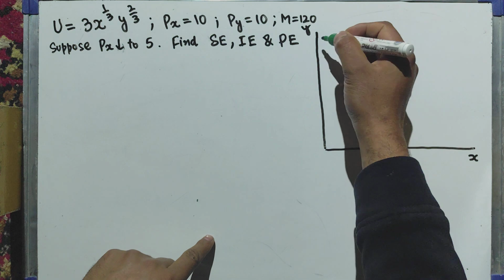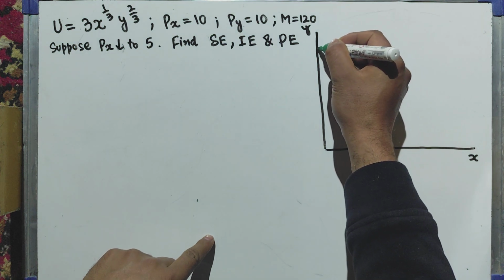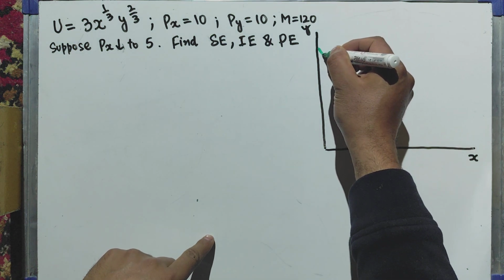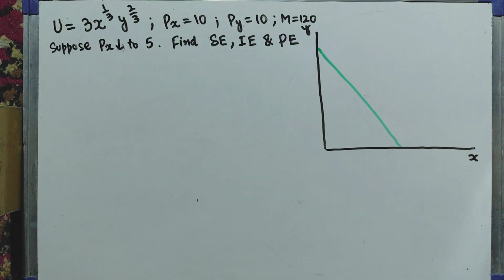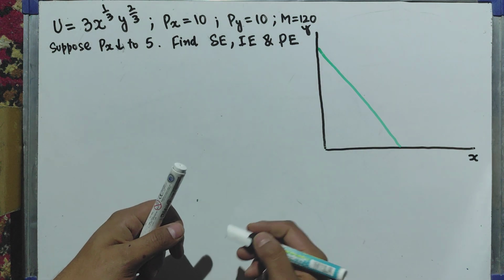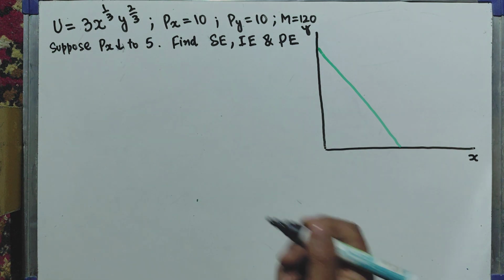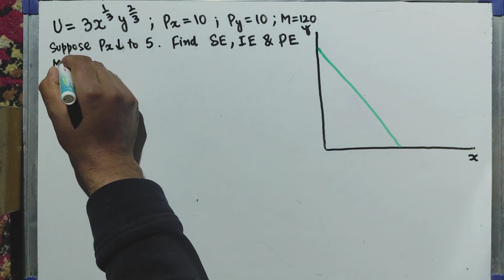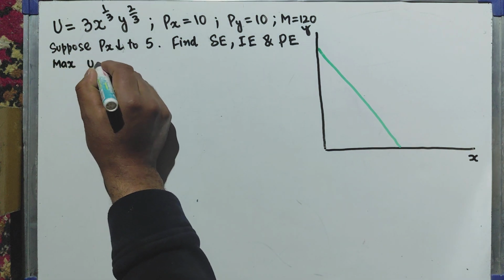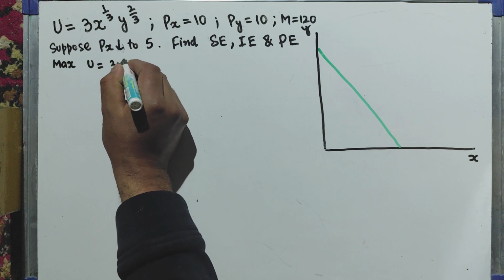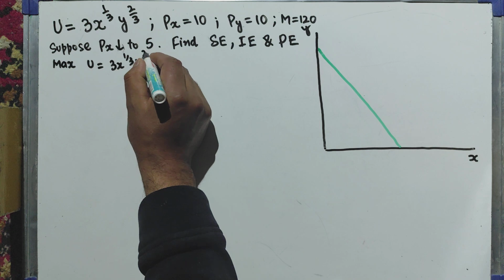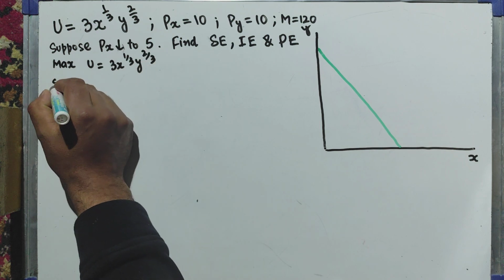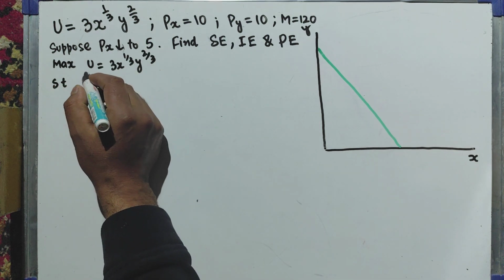Let me draw a simple budget constraint here. Let us say this is the initial budget constraint. Now to find out the optimal bundle, as we know, we want to maximize the utility of the consumer, which is 3x^(1/3) y^(2/3), subject to the initial budget constraint. What are the initial budget constraints?